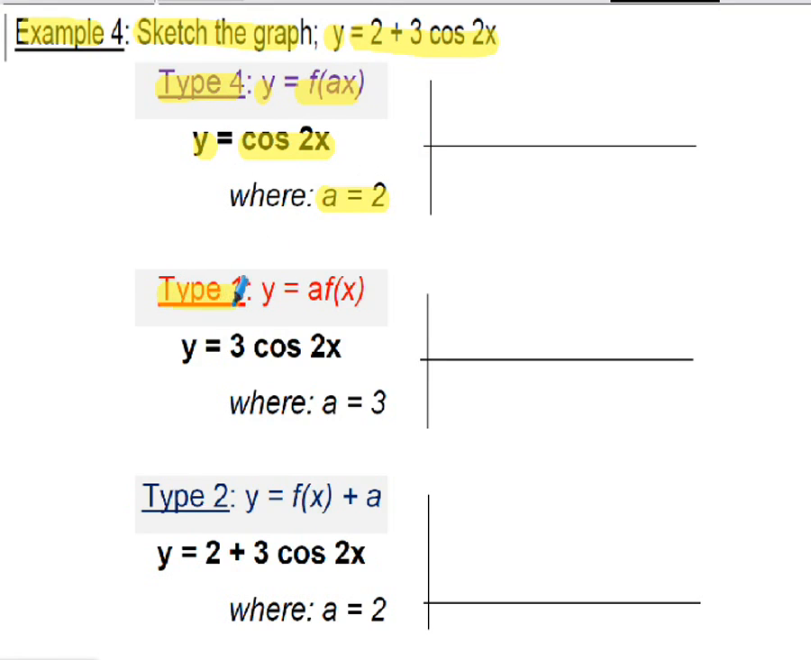And we've got a type 1 transformation, y is equal to a multiplied by the function of x. So in this case that's y is equal to 3 multiplied by cos 2x. A is 3 for the type 1 transformation. And finally the type 2 transformation, y is equal to the function of x plus a. So that's y is equal to 2 plus 3 multiplied by cos 2x, where a is equal to 2. I would again encourage you to stop the presentation and try and sketch transformations on the basic cos x curve. Solutions are shown on the following slide.